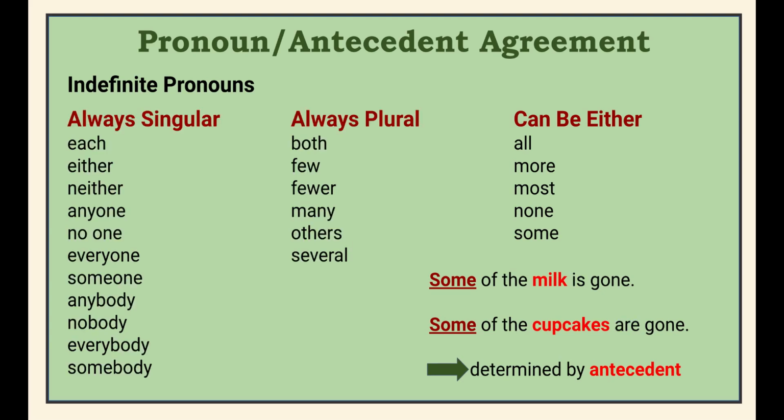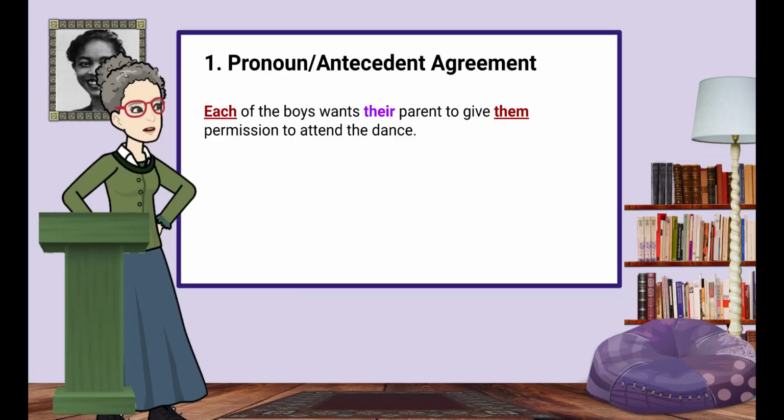Here's the overview of these indefinite pronouns. Take a minute and jot them down in your notes. So let's look at another example. Each of the boys wants their parent to give them permission to attend the dance. Now we know from our list, each is always singular, even though its antecedent boys is plural. So the verb wants is fine in this sentence. The problems are with the plural possessive adjective their and the plural personal pronoun them.